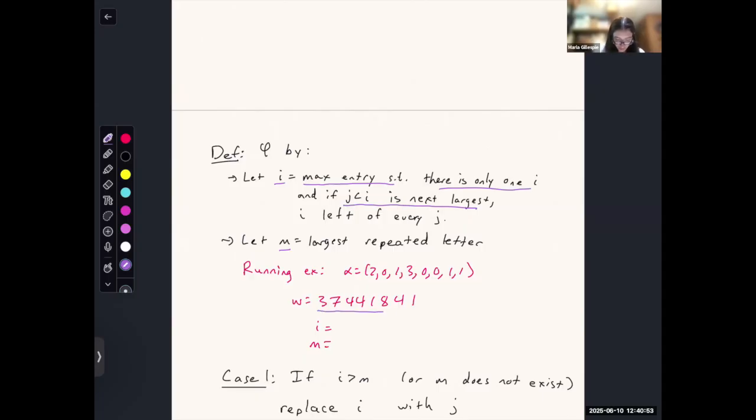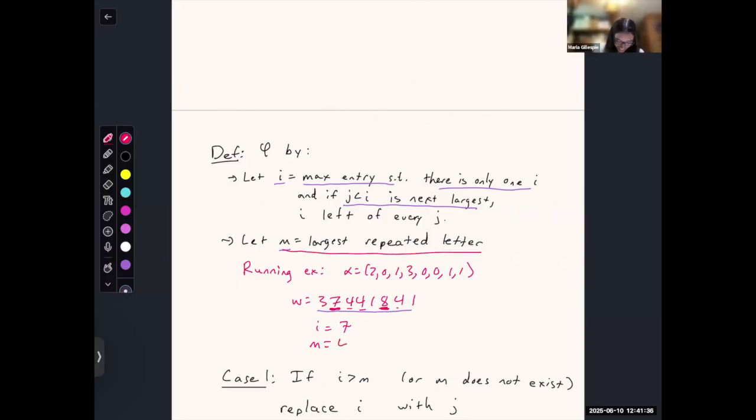So say W is the word 37441841. What is I? I is the biggest letter, so there's only one I. Well, there's only one 8, and that's the biggest letter in the whole word. Does that satisfy this condition? Well, 7 is the next biggest entry. Is 8 to the left of every 7? No, it's to the right of every 7, in fact. So I is not 8. So is I equal to 7? Well, 7 is to the left of every 4, right? So I is 7 because it's the biggest number that's to the left of the next biggest one that's smaller than it. Anyway, okay. So I is 7, and then M is just the largest repeated letter.